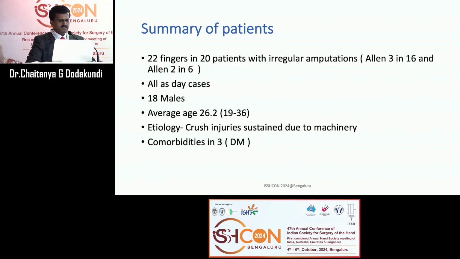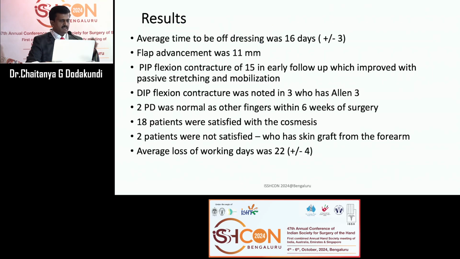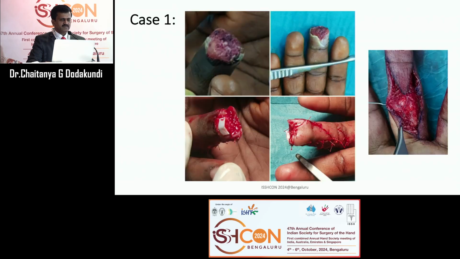We followed up about 22 fingertips within a 6-month duration, which were followed up for more than 12 months. Most of them were males. Flap advancement was about 11 millimeters on average. The sensation recovered back to normal in about 6 weeks of surgery. Only 2 patients were not satisfied, where we ended up with some secondary defect which needed skin graft, which caused some cosmesis issues. The average loss of working days was about 4 weeks.